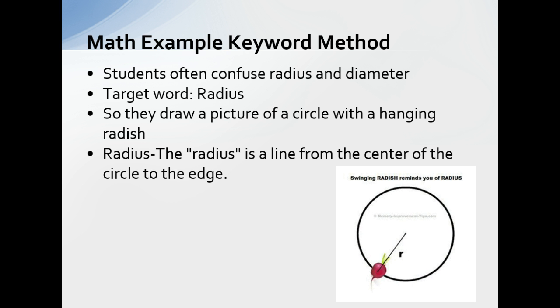When someone mentions radius in the future, the sound of that word should remind you of a radish. The image of a radish swinging inside a circle should pop into your head instantly, the radish swinging back and forth from the center. Thus, we're able to see that radius means the distance from the center of the circle to the edge. Yes, this takes a little more thought, but once you come up with it, it's kind of hard to forget. A swinging radish reminds you of radius.